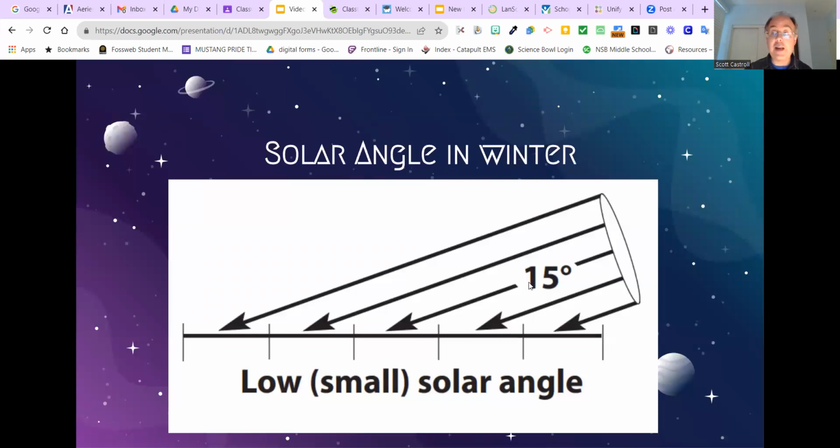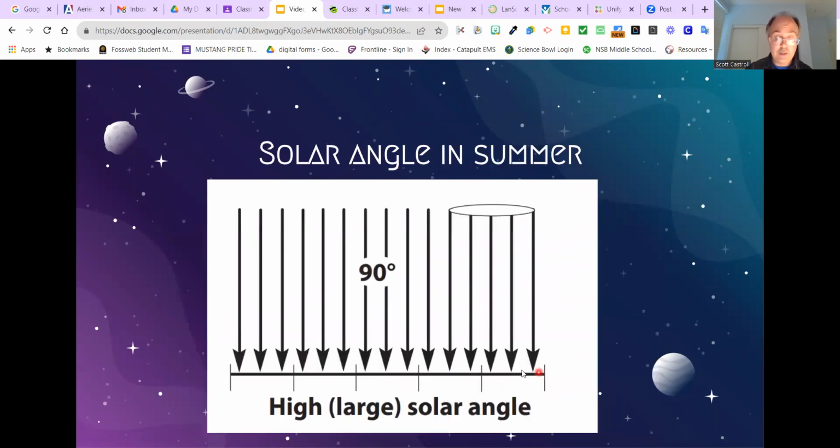So here's the solar angle for the northern hemisphere at winter. Here's the light, and you can see it's covering a very large area. Right? It's covering all this area, so that all this area is only being covered by 5 light rays. If we do the same thing in summer, we can see those 5 light rays hit a much more concentrated area. And we have a total of 15 light rays over the same area.